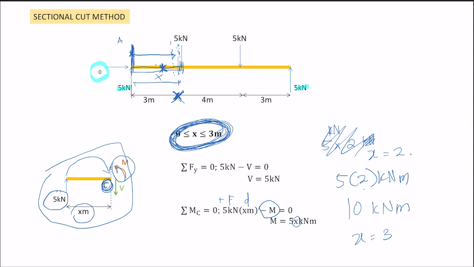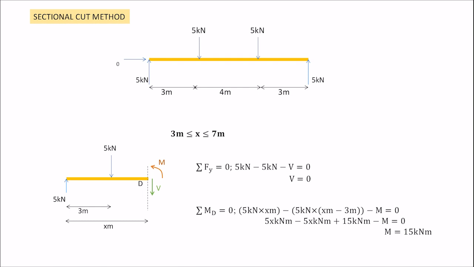We have to cut another section because we have that other 5 kilonewton loading. So before we reach that 5 kilonewton, we cut here first. When you cut, it is as what I draw below here. Here you cut, and I name this as D. Earlier, this point was named D.